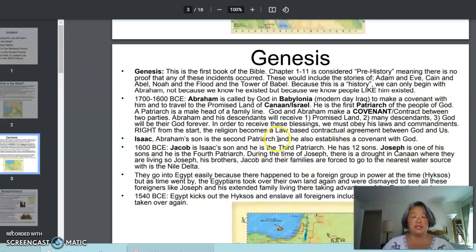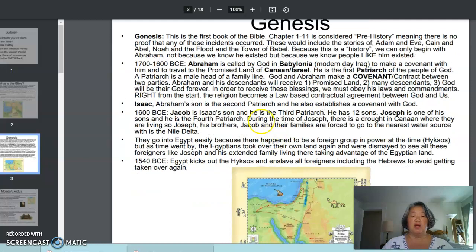Abraham dies. Isaac, his son, becomes the second patriarch. He also establishes a covenant with God. Isaac dies. His son Jacob is the third patriarch, and he also establishes a covenant. And Jacob also has 12 sons and is also known as Israel. So sons of Israel and sons of Jacob are synonymous. Joseph, I think his 8th son or something, is one of his sons and becomes the 4th patriarch.